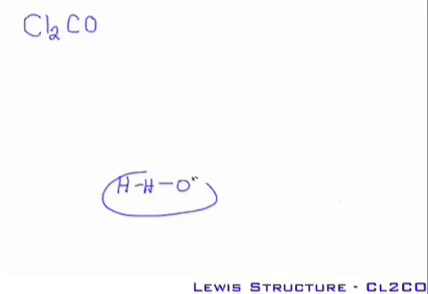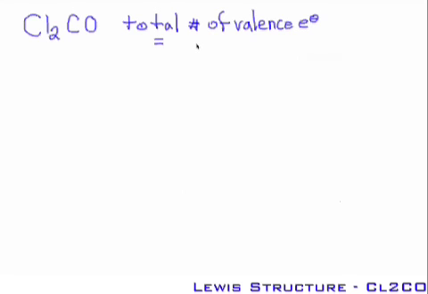So here's our example. It's Cl2CO, a toxic molecule known as phosgene. And what I want to do is draw a Lewis structure, a structure that shows all of the bonds and lone pairs in this molecule. Well, what's the first thing you must do when determining a Lewis structure? The first thing you must do is determine the total number of valence electrons. How many valence electrons does chlorine have?